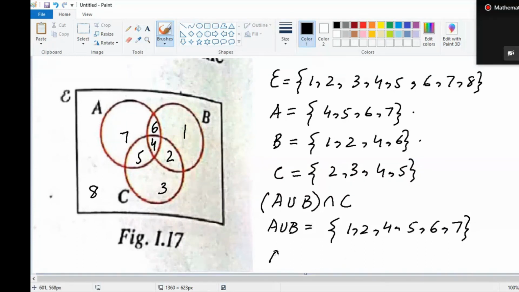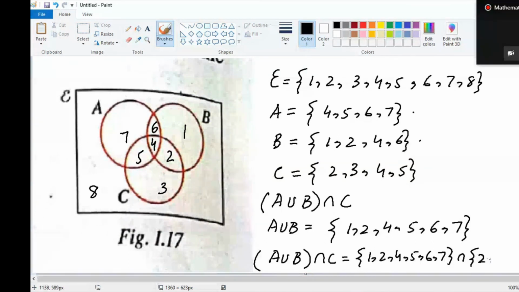And when I see that A union B, and I need to find the intersection with C, what I'm going to do is write the numbers 1, 2, 4, 5, 6, 7, and then write the sign of intersection, and intersect it with 2, 3, 4, 5. So what will be the answer over here? The intersection will be 2 and 4 and 5. Okay, this will be the answer of A union B intersection C. So this will be the part 2, 4, 5.